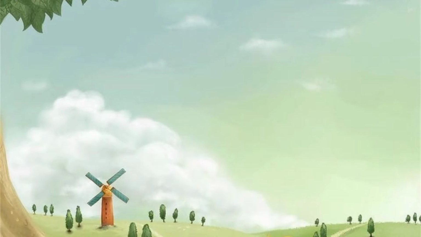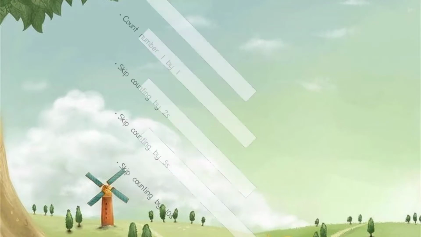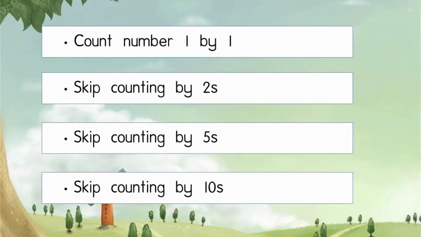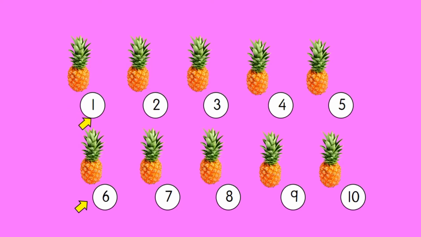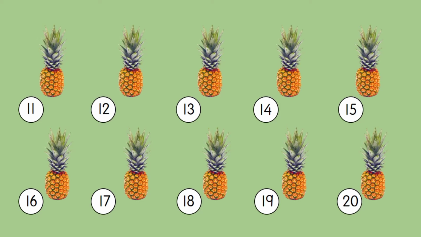Today we are going to learn maths and mind. We are going to learn count number 1 by 1, skip counting by 2, skip counting by 5s and 10s. Let's count together. 1, 2, 3, 4, 5, 6, 7, 8, 9, 10. Can you pause and read these numbers?